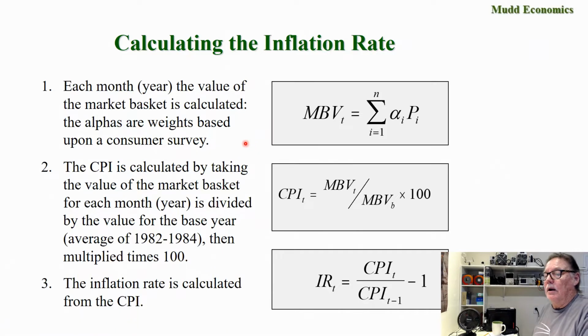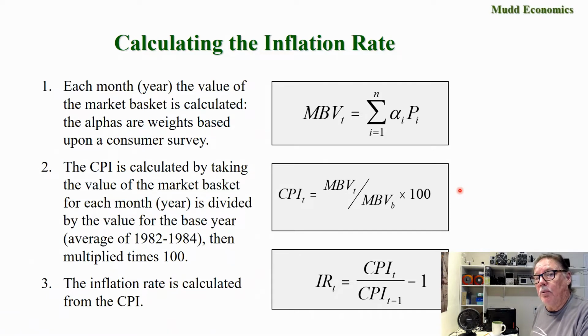168.24, it's not a rate, is calculated by taking the value of the market basket for each month, or for the year, and dividing it by the value for the base year, 82 through 84, and then multiplied times 100. So they sum up all of these, they divide it by the base sum, which is an average over 3 years, and multiply it times 100, and that's where the number that's equal to, like I said, 168.42 comes from, that you see when you look at the statistics.